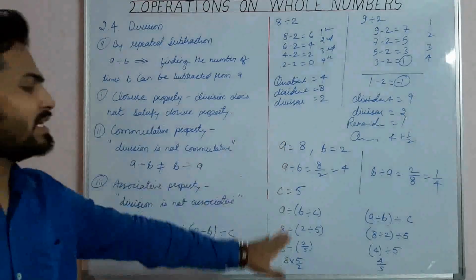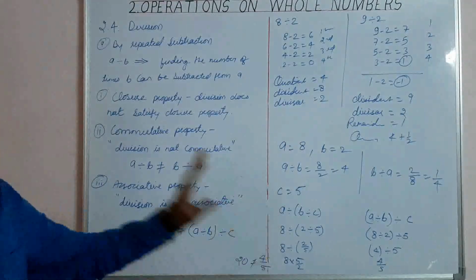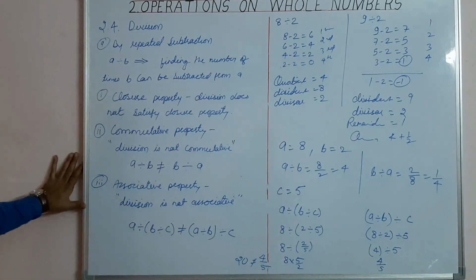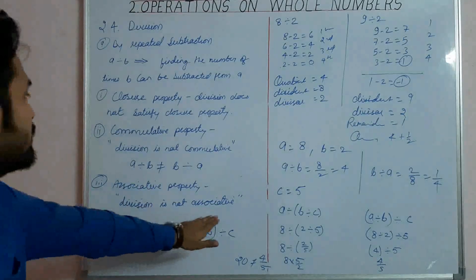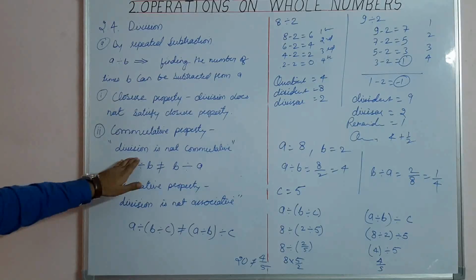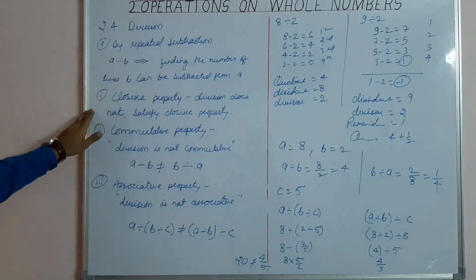I am explaining here only, don't try to solve this, I am just explaining it. So we can say that division is not associative, division is not commutative, and division does not satisfy closure property also.